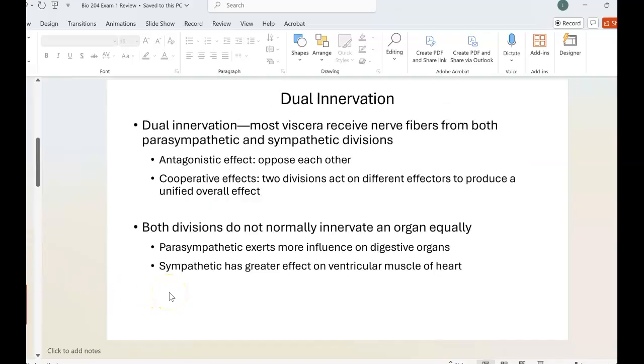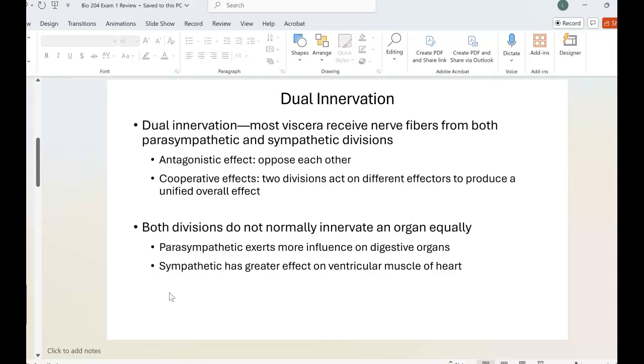One of the things that I talked about is that most places in the body, we are going to see both parasympathetic and sympathetic neurons. So we're going to see that innervation. Sometimes we can have antagonistic effects where they oppose each other, like we saw with that heart rate. One will bring the heart rate down, one will increase it. Sometimes they'll actually work together and we'll see a cooperative effect.